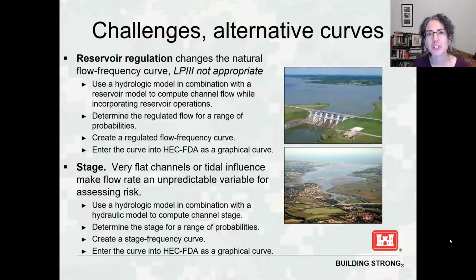So here are some situations in which developing the curves is not quite as straightforward. So, regulated flow frequency curves. Reservoir regulation changes the natural flow frequency curve, and the log Pearson type 3 distribution might not be appropriate. Right? So in this case, we're going to pair our hydrologic model with a reservoir model to compute channel flow that incorporates regulations such as reservoir operation or maybe diversions. Right? That'll let us determine the regulated flow for a range of probabilities.